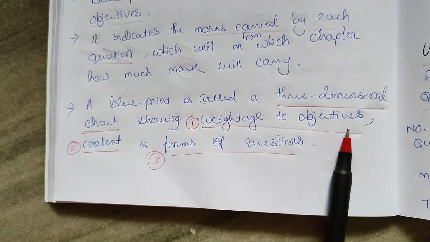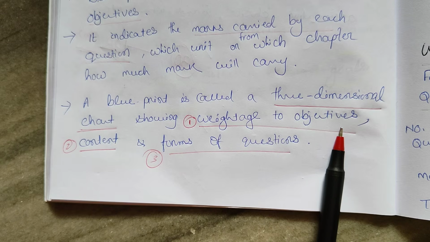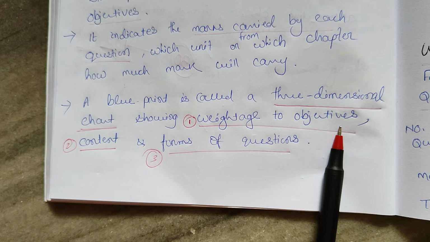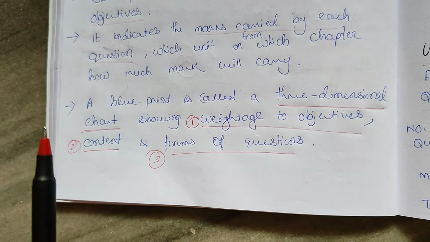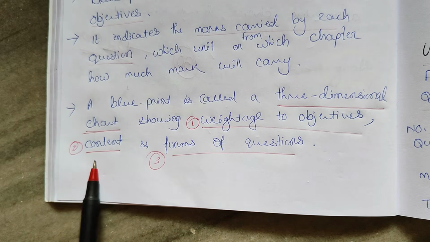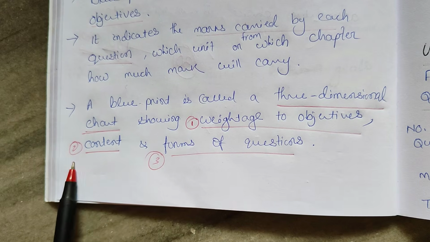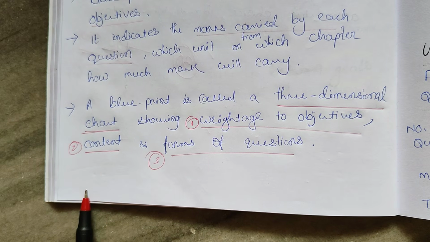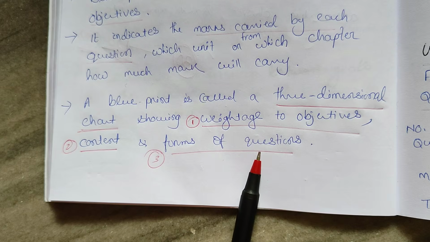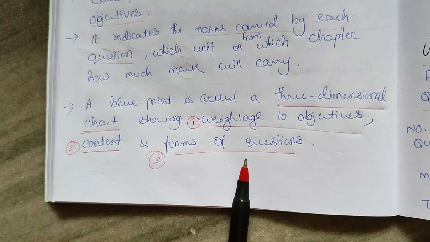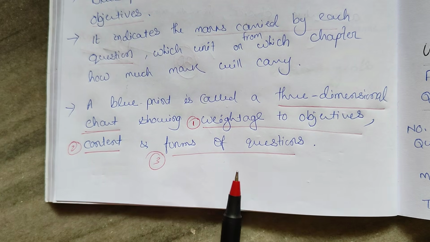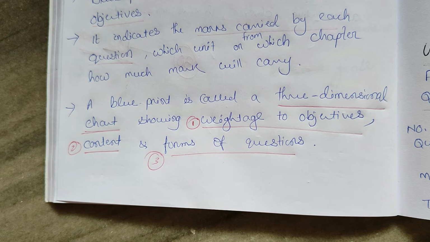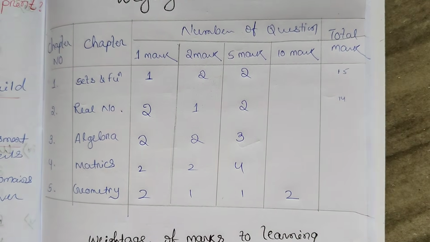Objectives means the teacher wants to test the knowledge of the student, understanding of the students, application based questions, skill based questions. Content means, for example, which chapter. For math it means algebra, geometry, trigonometry, real number. Form of question means very short question, long question, matching the following, true and false, like that. So a blueprint is a three-dimensional chart.